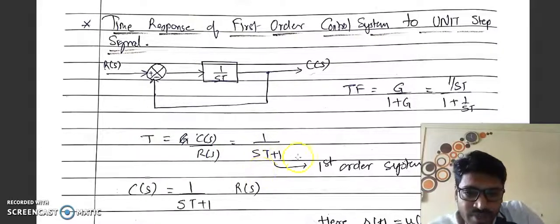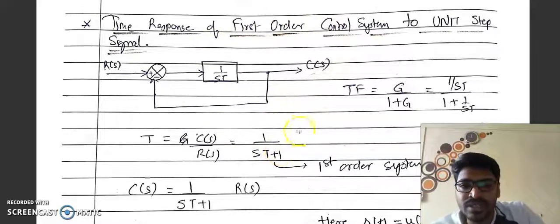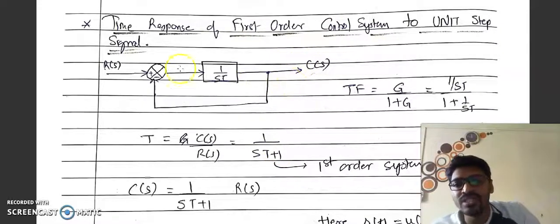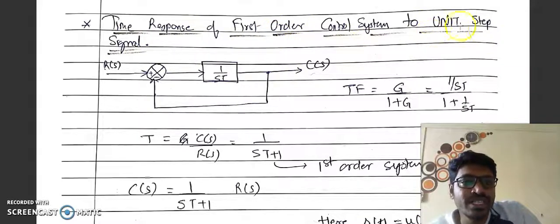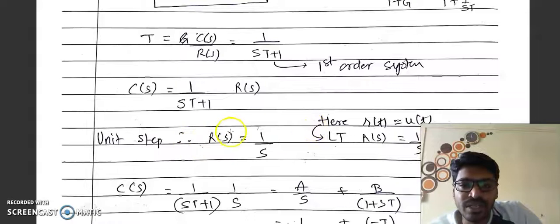We need to observe the denominator. In the denominator, look at the power of s. What is the highest degree of s in the denominator? Here the highest degree of s is 1. So this is your order of the control system. Hence it is called a first order system. In this topic we will see time response of first order control system to unit step excitation. Means here the input I am giving is unit step. What is unit step? Unit step is nothing but u of t, and we know the Laplace transform of unit step, R of s, is 1 by s.